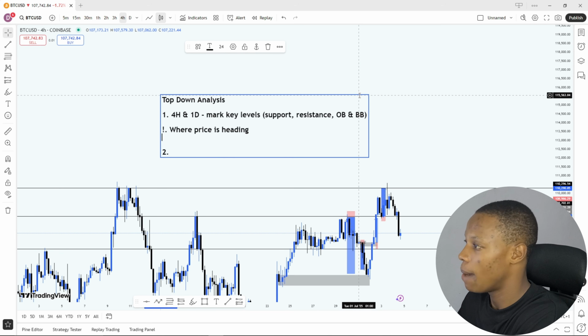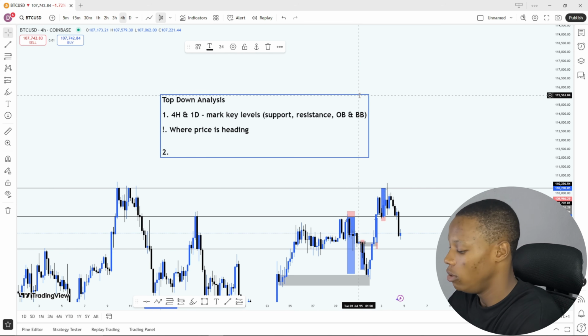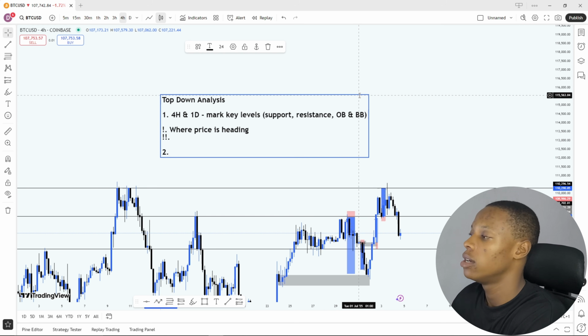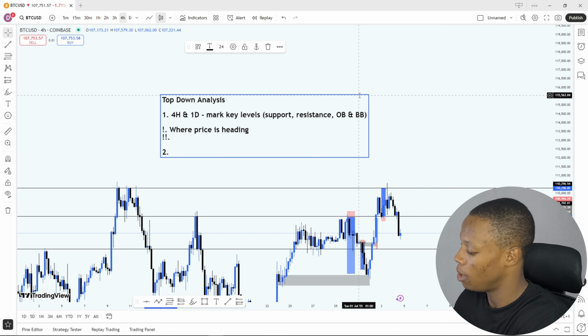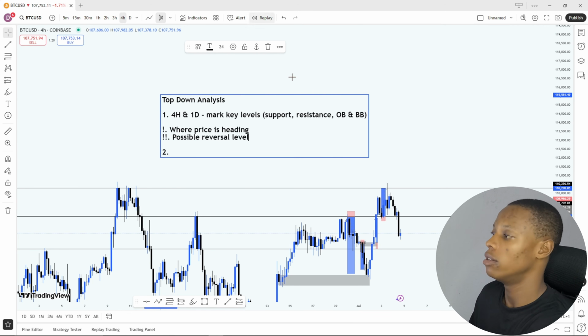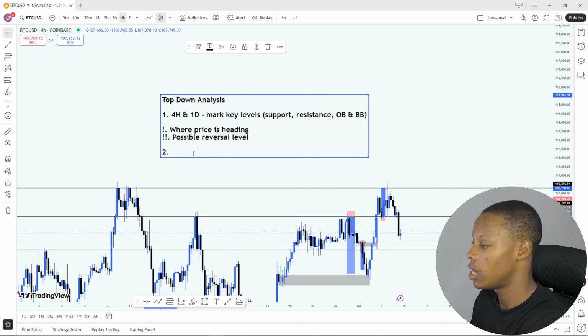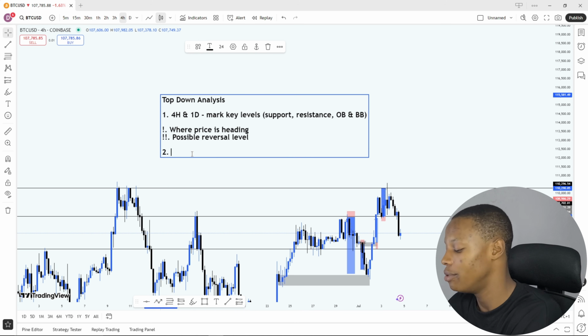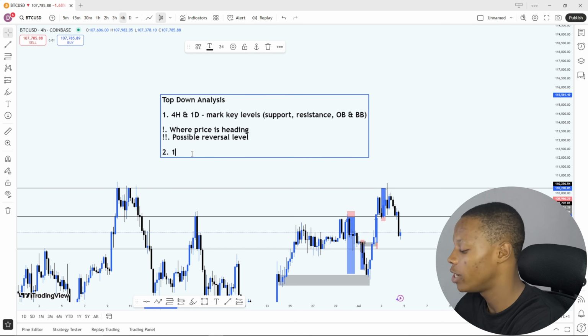Then the second reason I mark those key levels out is so I can say that's my take profit, or it's going to be a possible reversal level or zone. Now that's the first thing I do. Those levels are possible reversal zones, and they're levels I consider as my target, and that's where price is heading. Then the second thing I do is now I go down to my entry time frame.